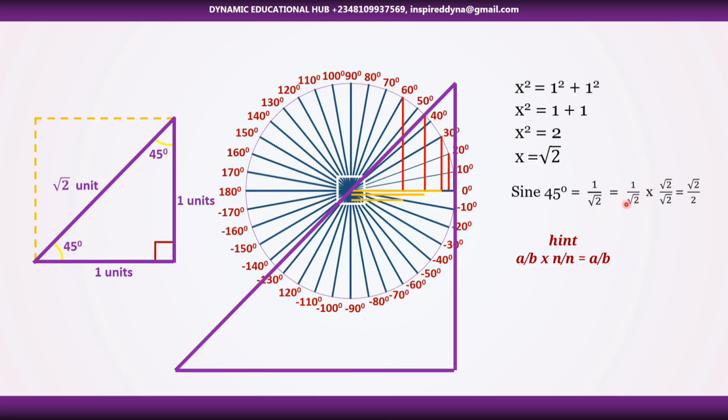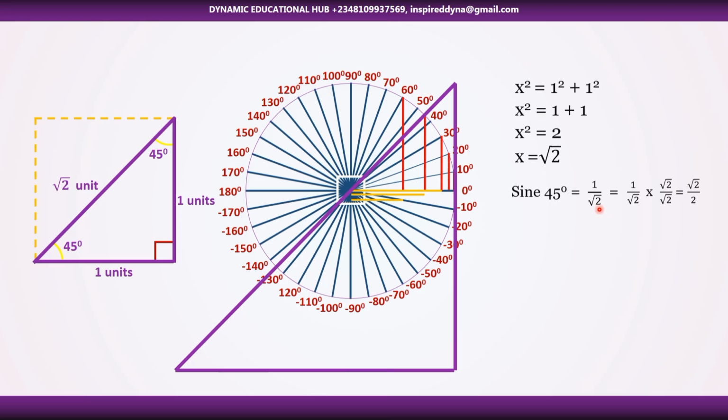So instead of doing that, I can go ahead and multiply the numerators by each other and the denominators by each other. So I have 1 multiplied by root 2, which is root 2. Then root 2 multiplied by root 2 gives root 4. And what is the value of root 4? That is 2. So this is the reason why sine 45 is the same thing as root 2 over 2, and is also 1 over root 2.